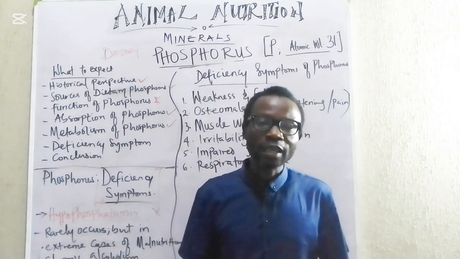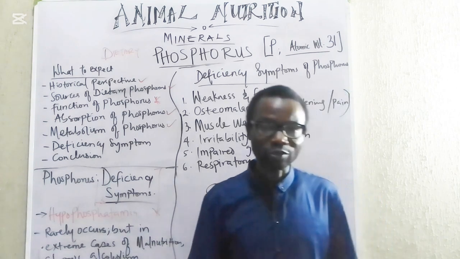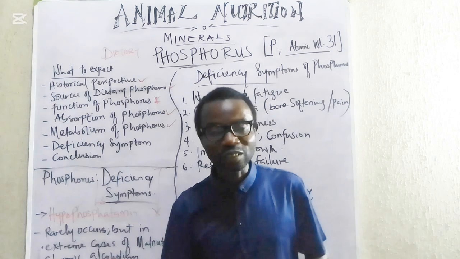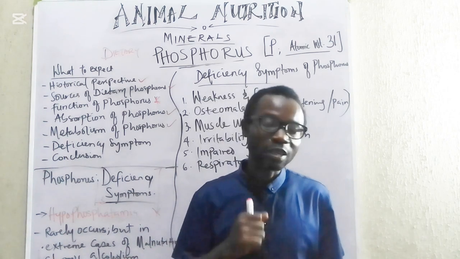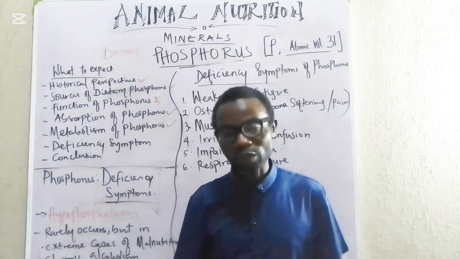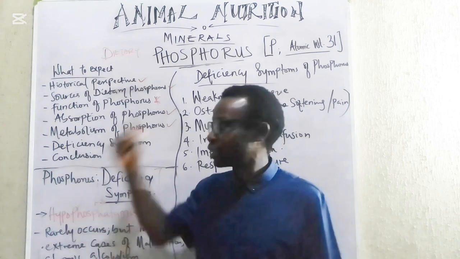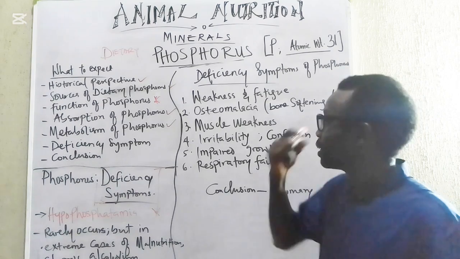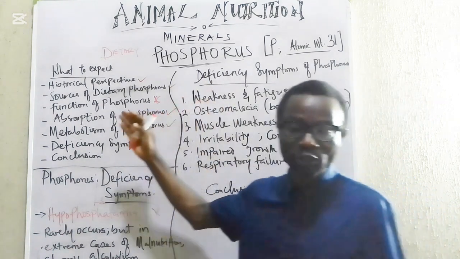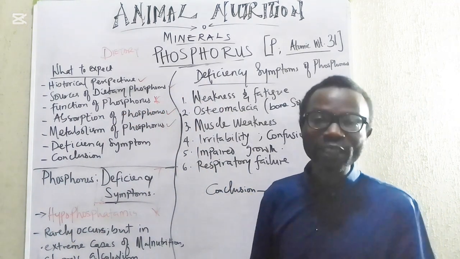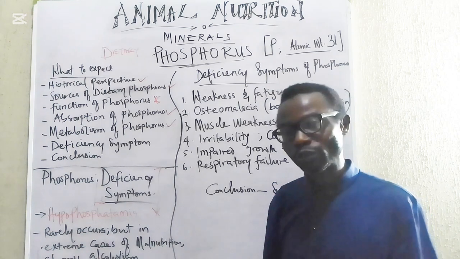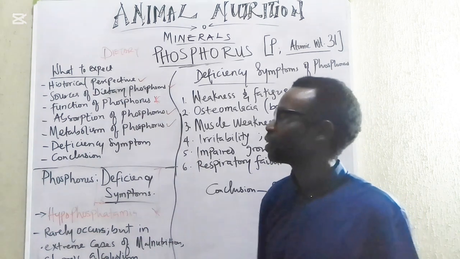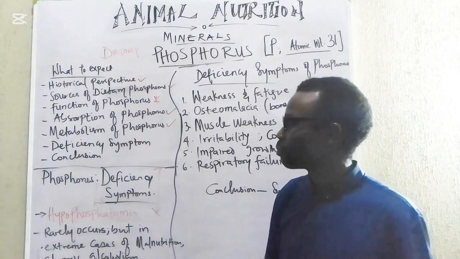Thank you so much. Now, we already started with minerals, and previously we've looked at calcium and we talked about the historical perspective, the sources of calcium, absorption, functions, and the others. And then we delved into phosphorus, in which case we started with the atomic number being 31, sorry, the atomic weight, and then we looked at the dietary aspect, the historical perspective, how phosphorus was discovered and the others. We've also looked at the sources of dietary phosphorus, function, absorption, metabolism.